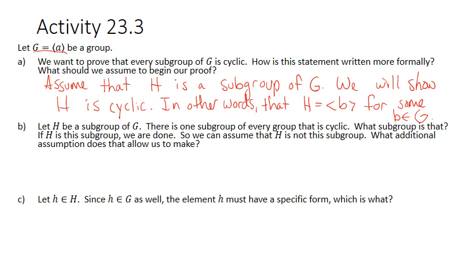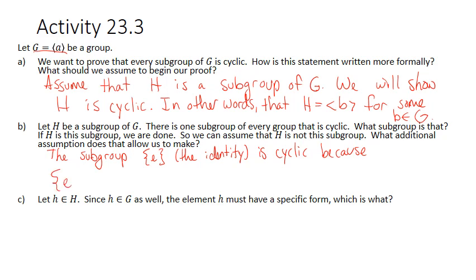So the subgroup that's just the identity element is actually cyclic. Because if you just take every power of the identity, that's just the identity again. Okay.